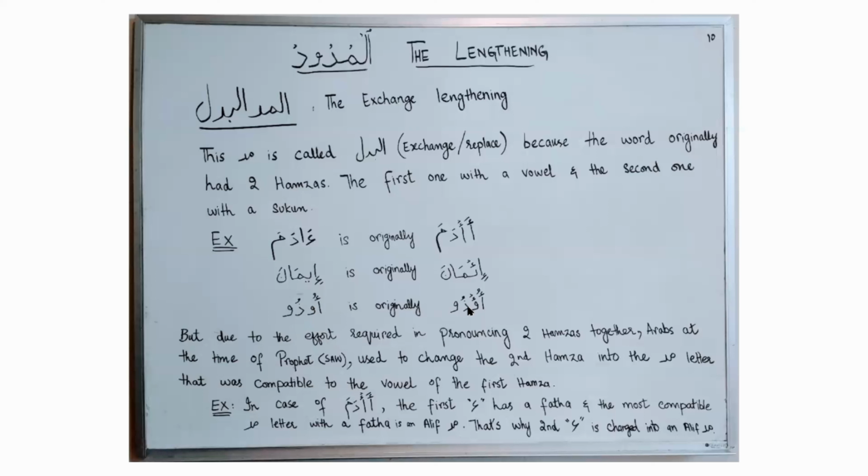But we will change the second hamza into a mad letter that is compatible with dhamma. And now we know that the compatible mad letter with dhamma is waw mad. So instead of saying u'dhu, we will recite it like this: Udhu. And we will recite it by giving two counts of madul badal. And in all ways of recitation, madul badal is given two counts and recited just like this, by changing the sakin hamza into a mad letter that is compatible with the vowel of the first hamza.